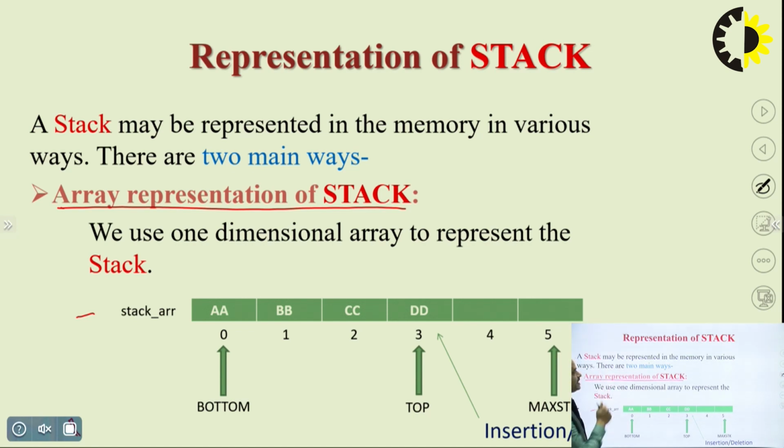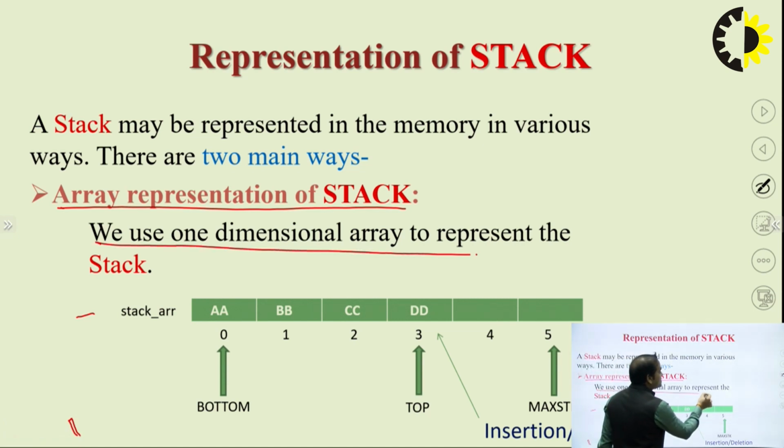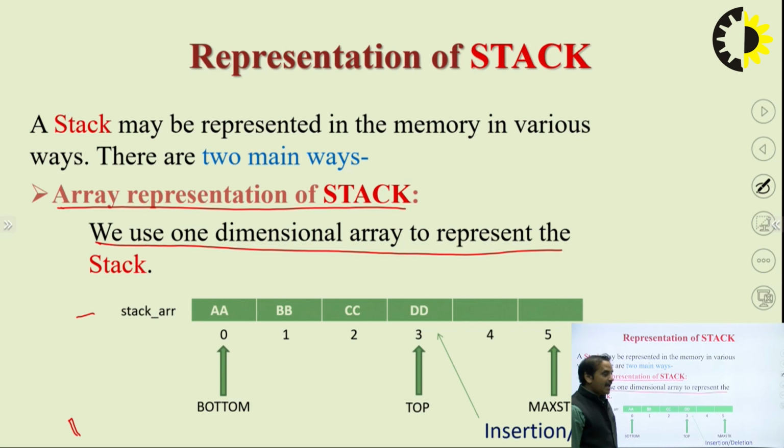Here a stack may be represented in memory in various ways. There are two methods. The first one is array representation of stack. In array representation, we use a one-dimensional array to represent the stack in memory. This is the stack array ARR, in which the bottom element is 0 and max stack contains the whole size of the array, and one more variable, top, which contains the address or index of the top element.